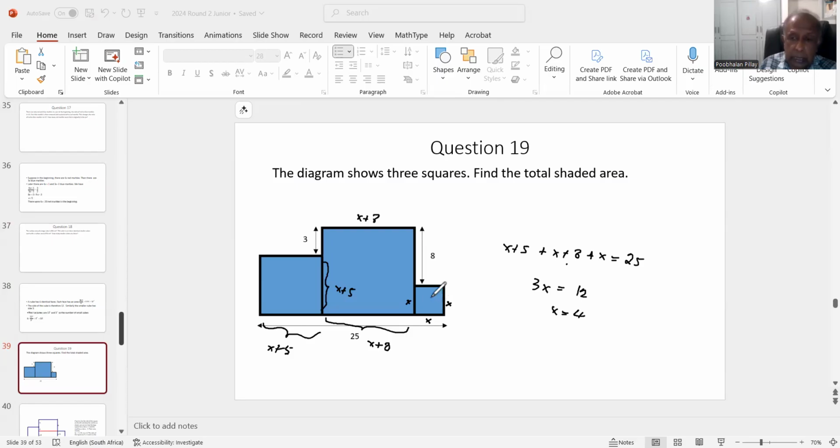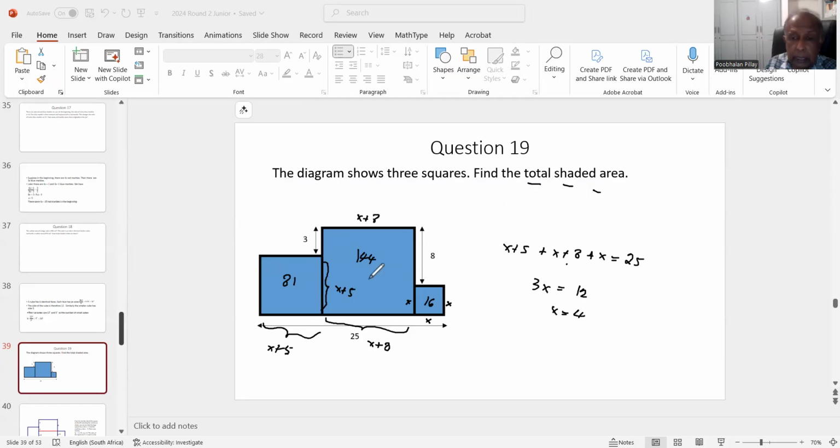So they want to find the total shaded area. Now we know x is 4, you see. So this area here is 16, side squared. This whole thing here is 12 now, right? X is 4, 12. And that area will be 12 squared, which is 144. And here you got x plus 5. So remember, x is 4, so x plus 5 will be 9. So this is 9 squared, which is 81. That's the area.